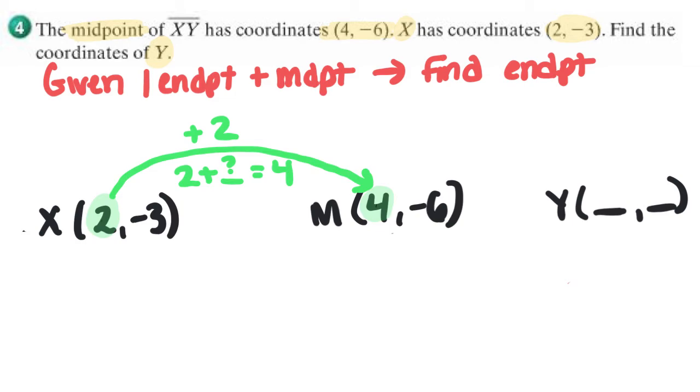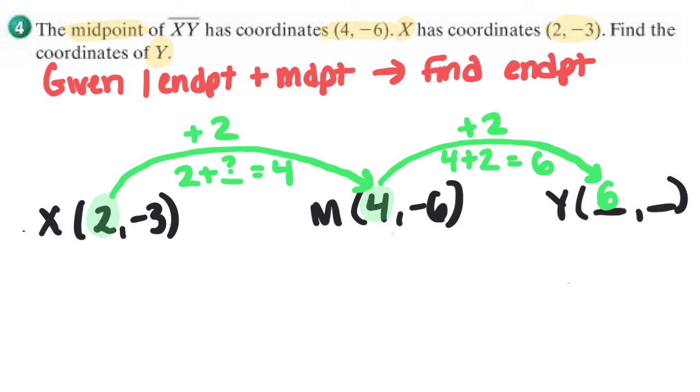So if that's the distance to get from the endpoint to one midpoint, I'm going to have to do the same thing to get to my other endpoint as well. So to get from here to here, I'm going to have to add 2 again. So if I add 4 plus 2, that gives me a value of 6. So I can fill in a 6 here as well.